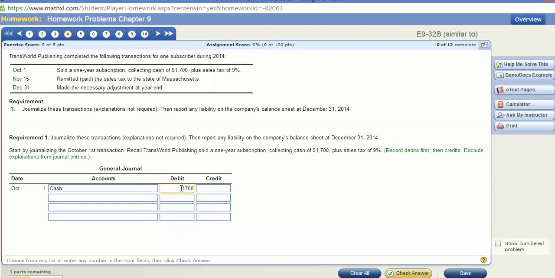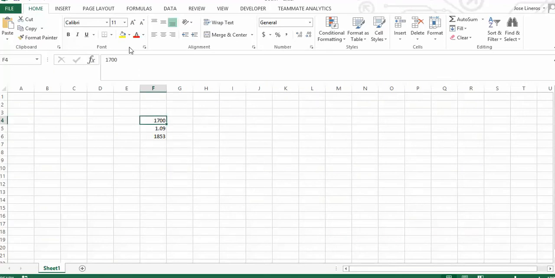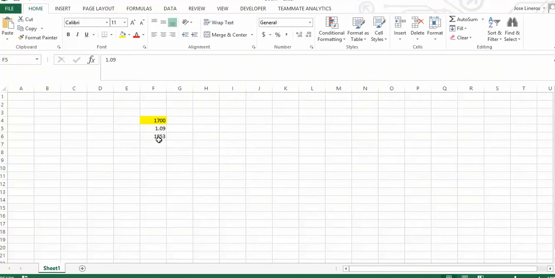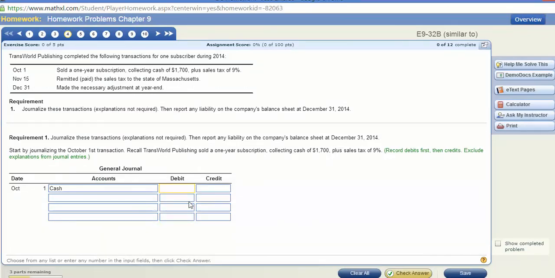So to get the true amount that you need to put here for cash that you collected, you need to recognize that 1,700 was collected, right? But you also collected 9% for sales tax. The easiest way to come up with the total amount that was collected is to just multiply this by 1 point, whatever the rate is. In this case, it happens to be 9%. So the easiest way is to multiply it by 1.09. If you multiply it by 1.09, you get 1853. Check my math here. Yeah, 1853. And this is the true amount of cash you collected.